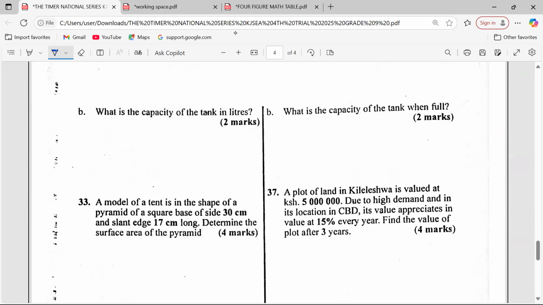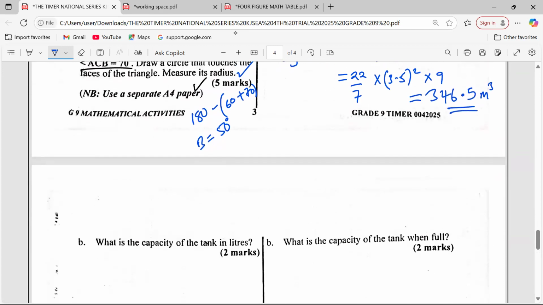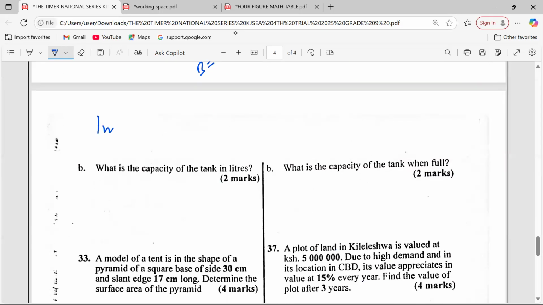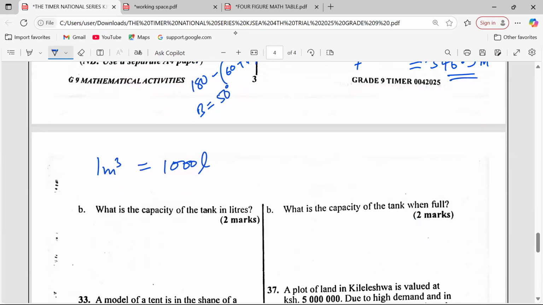What is the capacity of the tank in liters? So cubic meters to be converted to liters, we usually say 1 cubic meter is equal to 1,000 liters. So we shall multiply this value by 1,000, and that will give us exactly 346,500 liters.